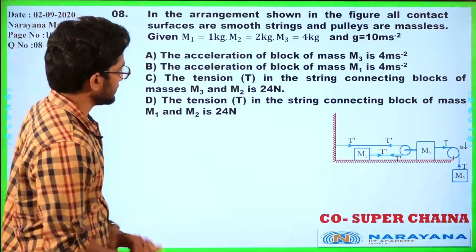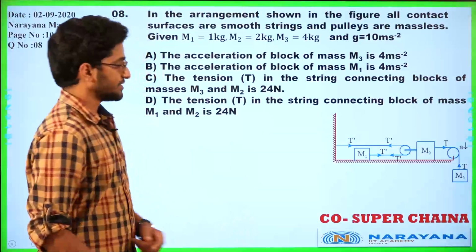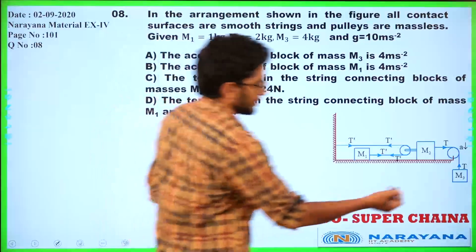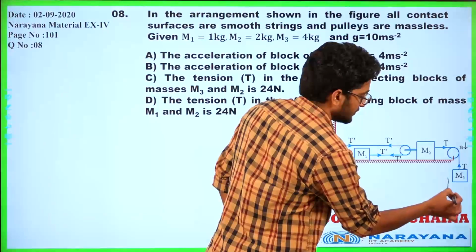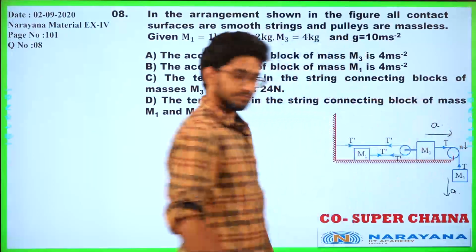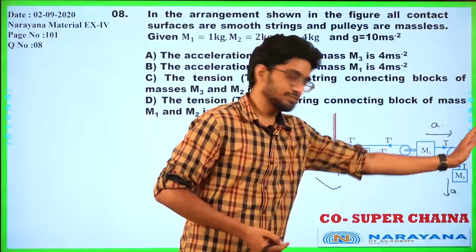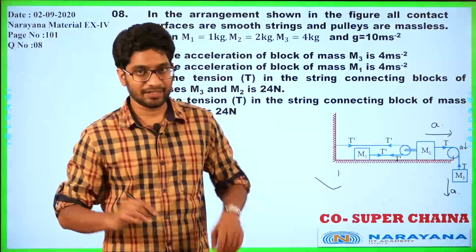So first, acceleration of the block of mass m3. So how do I find its acceleration? Simple constraint relation: if this moves down with an acceleration a, this should also move forward with an acceleration a, right? Because they are connected by the same string. If this moves down by x, this should also move forward by x. So they have the same acceleration, right?